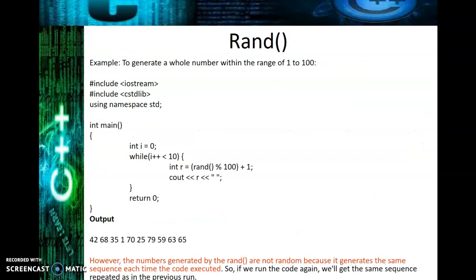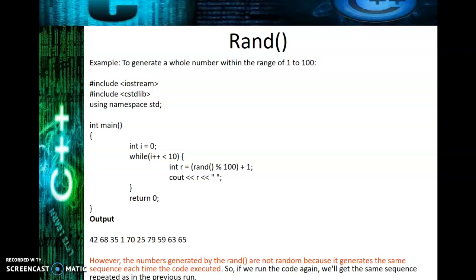Okay, so take a look at a program. To generate a whole number within a range of 1 to 100, let's start by using rand. We have a little program here, and if you run it, you get 42, 68, 35, 70, 25, and so forth. We take the rand function, mod it by 100, add 1 to it, and it outputs the result. However, the numbers generated by rand are not random, because if I run this again, I will get this same sequence of numbers.